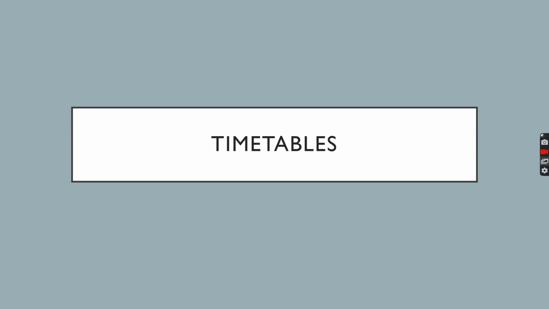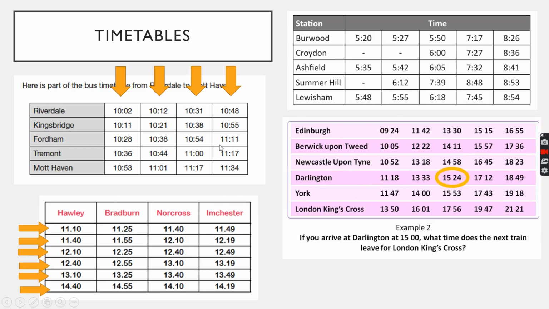is on reading different timetables. Try and follow along with my cursor because I'll point to the things that I'm talking about. So, first of all, just looking at them, we've got 4 different timetables here. They are all either bus or train timetables. So let's just look at our top one here.